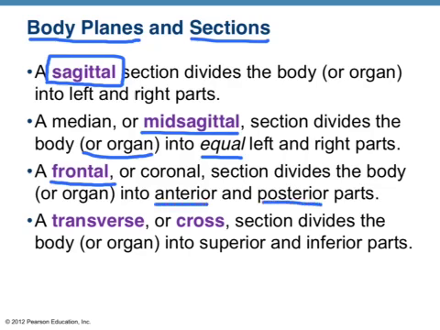And a transverse plane, or a cross plane, but transverse is the word that we'll use, is going to separate top and bottom parts, or correctly, superior and inferior parts. There's also oblique planes that our book doesn't use, but those would be used infrequently. But an oblique would just be essentially a diagonal plane through the body.